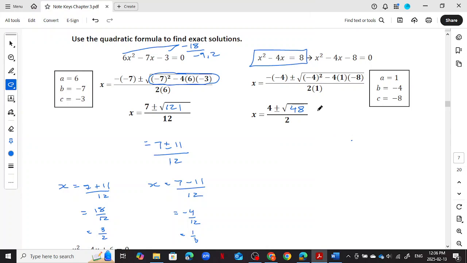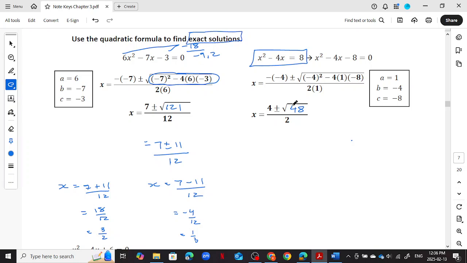Awesome. Now, if this was a question that wanted approximate solutions, I would stop here. You don't need to simplify. You could plug in 4 plus the square root of 48, divided by 2, and 4 minus the square root of 48, divided by 2. But this question wanted exact solutions. So what can I do?